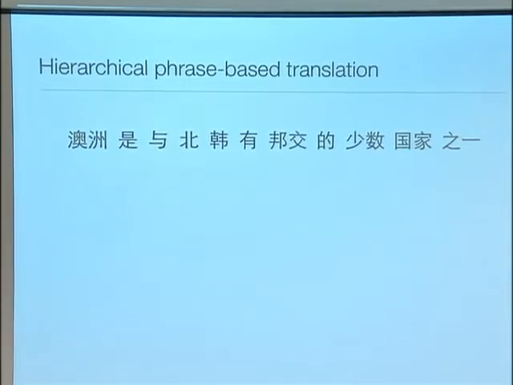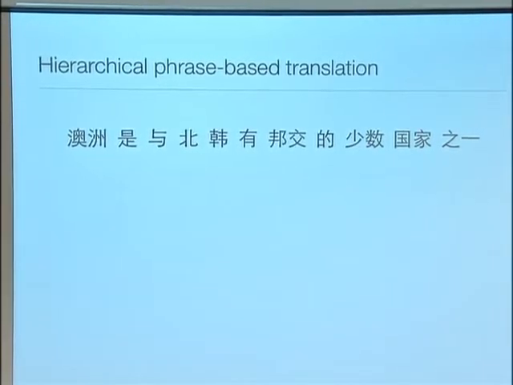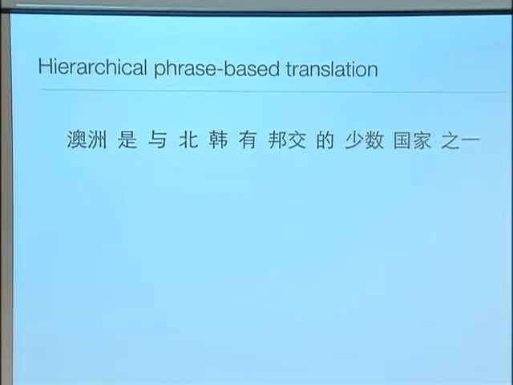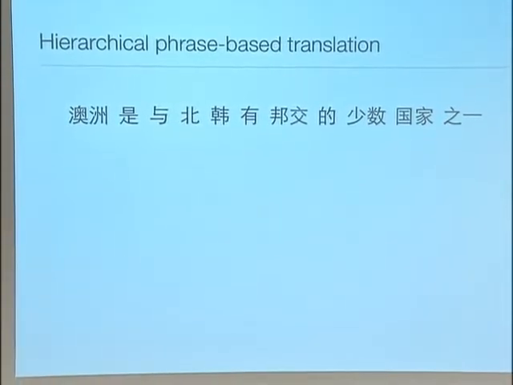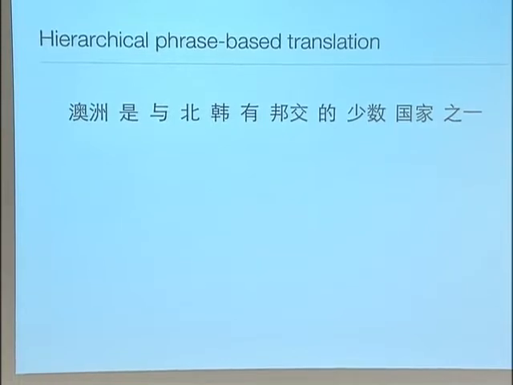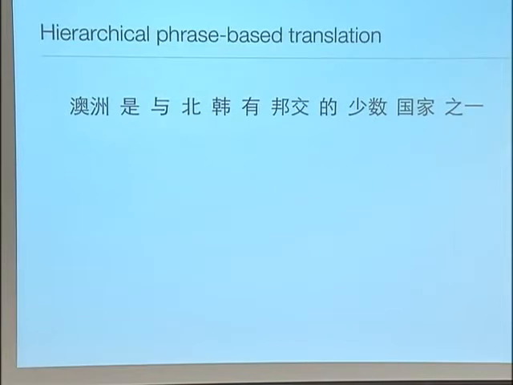Okay, so this is an example of a Chinese sentence where you have to do quite a lot of reordering to get to the proper English translation, which is Australia is one of the few countries that has diplomatic relations with North Korea. Okay, now it makes sense in English. But the Chinese and the English word orders are very different. And so this is a nice example of the kinds of reorderings you have to do in translation sometimes and which the system is able to do well. Okay, so how does it work? You're given one of these sentences, and the translation system has a number of rules.